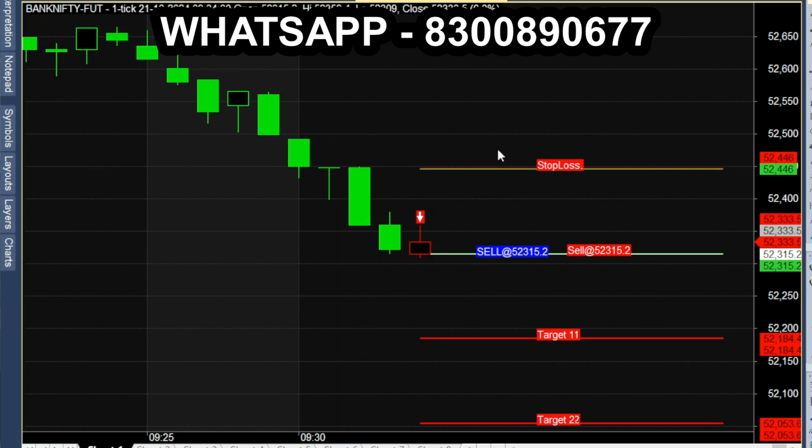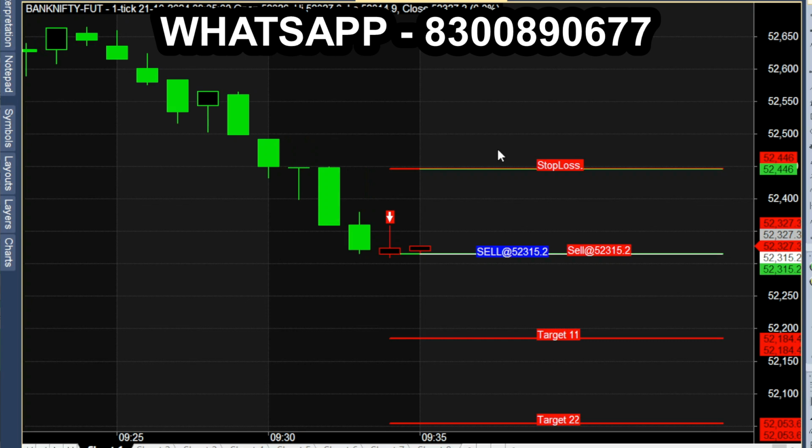Today it's a Monday market, October 21st we are watching. From 9:20 a.m. the market was going in the downside direction. After 9:34 the breakout happened, sell call, so red color candle open.